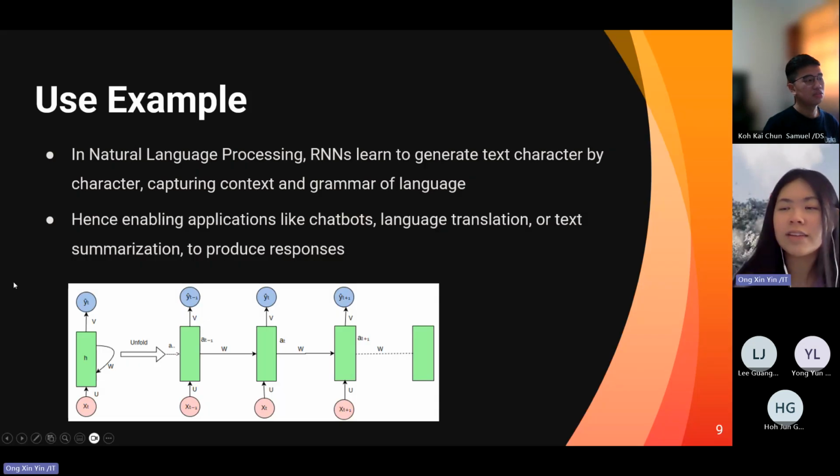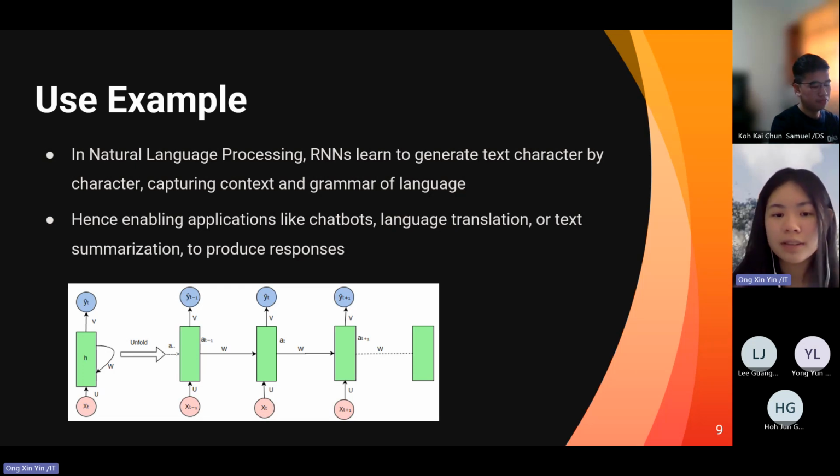So now we look at one example of recurrent neural networks, which is natural language processing. The network will learn to generate text character by character by capturing the context and grammar of the language. To predict the next word of the sentence, the previous words are required, and hence, there is a need to remember the words. This is where RNNs come into existence, which help to solve this issue.